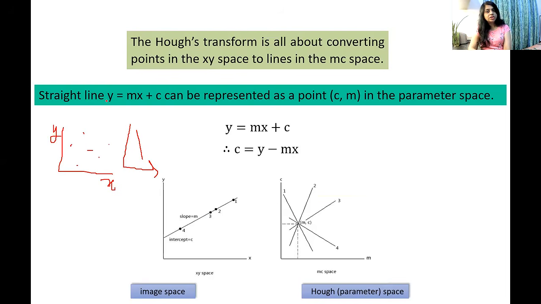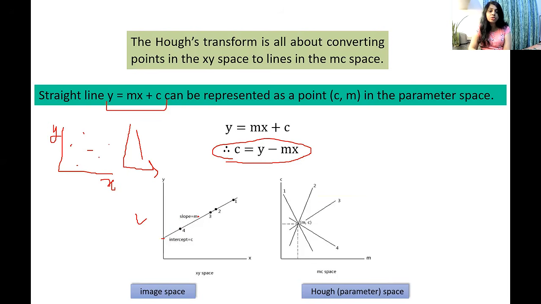Now we know that the equation of a straight line is y = mx + c. It can be represented as c = y - mx in the MC space. Now this is the XY space, and there are multiple points. This is a straight line with slope equal to m, and the y-intercept is equal to c.